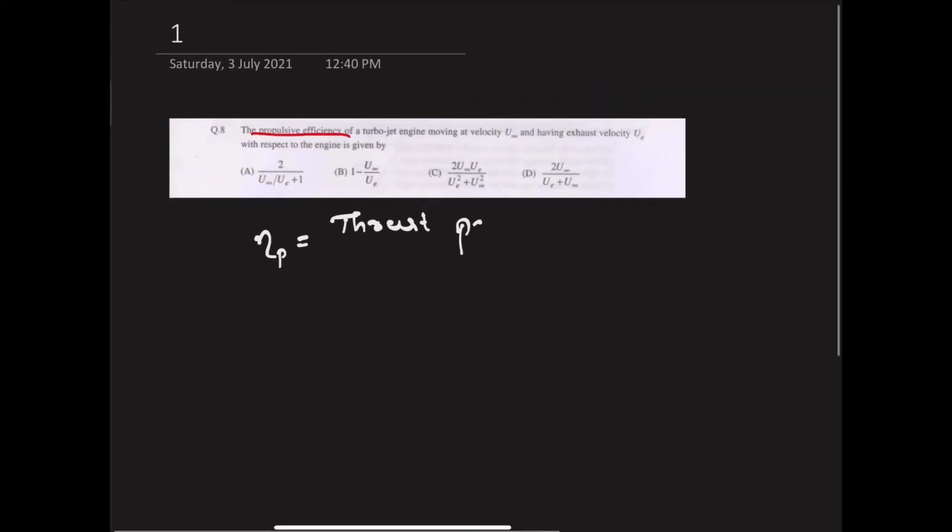Question number 1. The propulsive efficiency of a turbojet engine moving at velocity u infinity and having exhaust velocity ue with respect to the engine is given by. Okay, so here they have mentioned propulsive efficiency. So let us write propulsive efficiency, which is equal to thrust power divided by propulsive power.